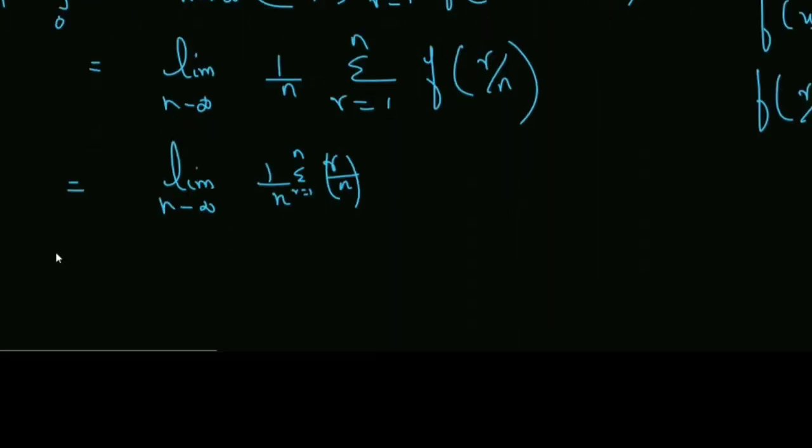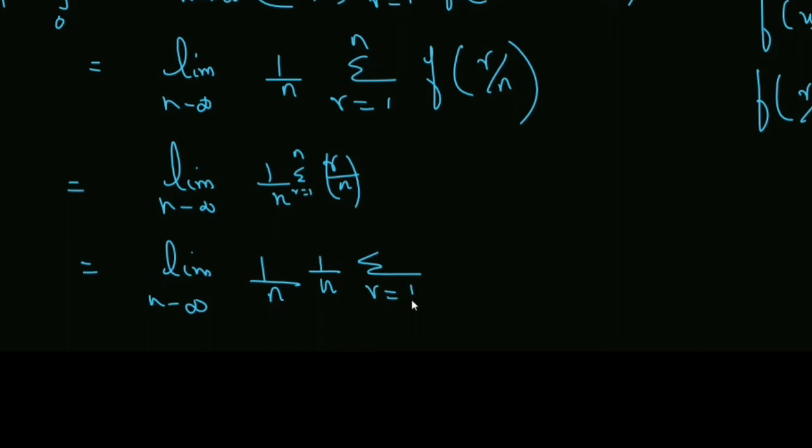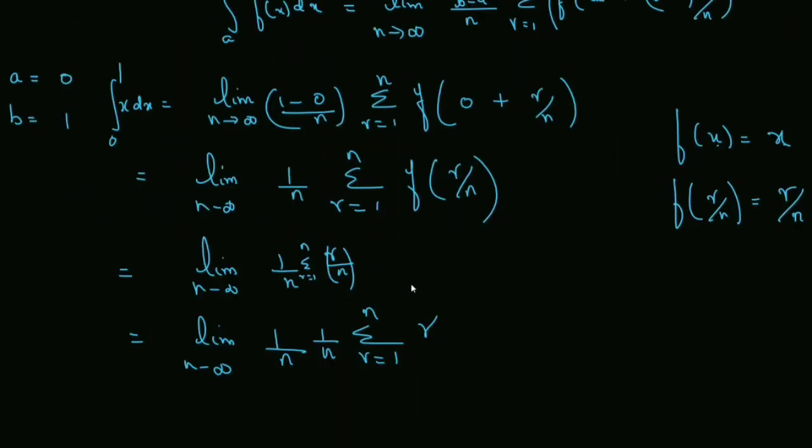Now this is equal to limit n tends to infinity 1 by n. This 1 by n, take it out because the sigma is only for r, r is from 1 to n. This 1 by n I took it out, it is independent of r. So now we have sigma 1 to n of r.